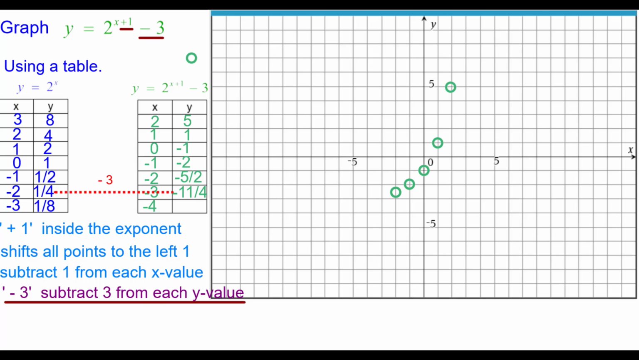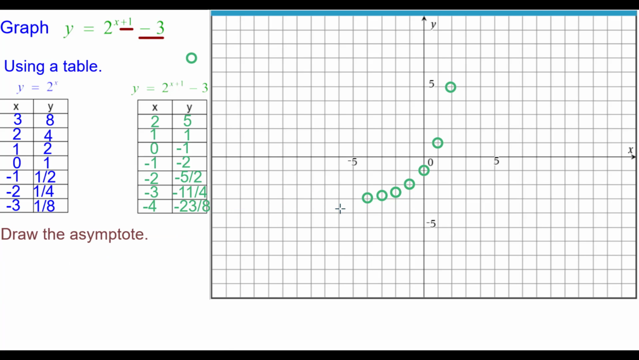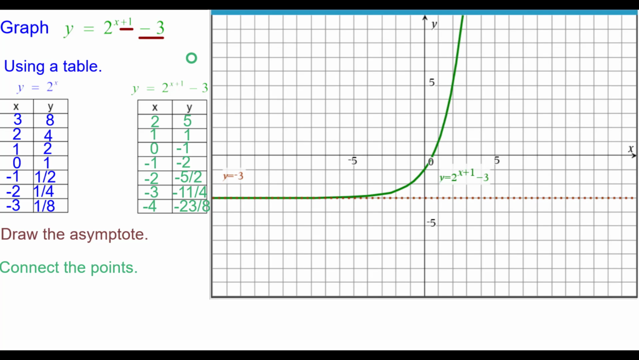And we'll think of minus 3 as minus 12 fourths here. So 1 minus 12 is a negative 11 fourths. And then find the last one, 1/8 minus 24/8 would be negative 23/8. Negative 4, comma, negative 23/8. Draw the asymptote. You can see it's kind of leveling off here at the line y equals negative 3. And we can connect the points and get that easy chair look and compare it to the parent function.